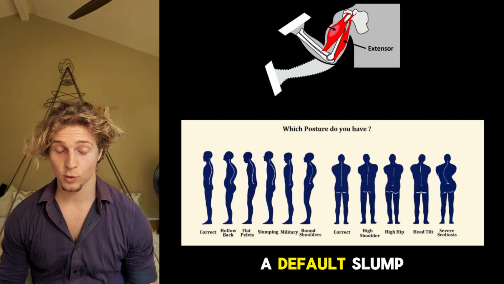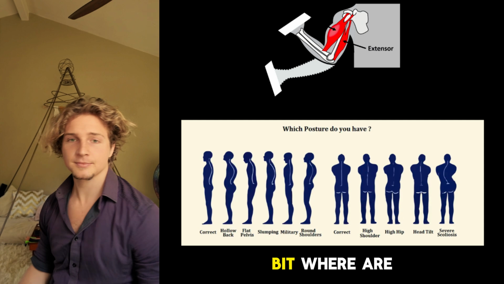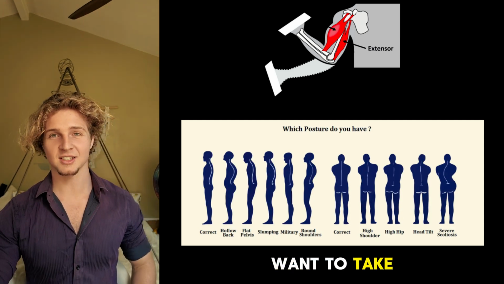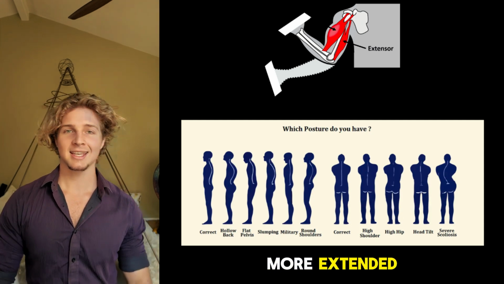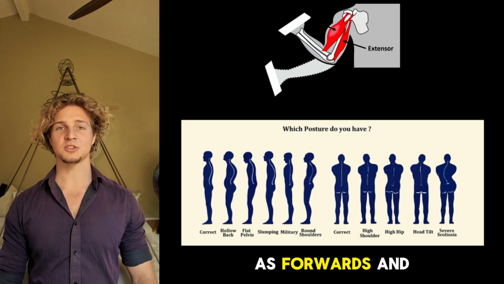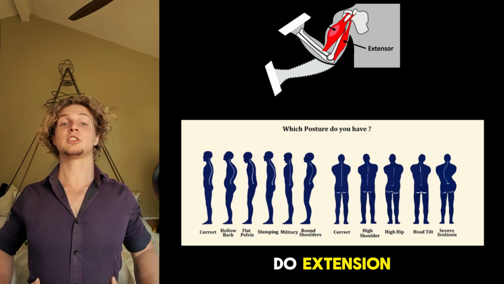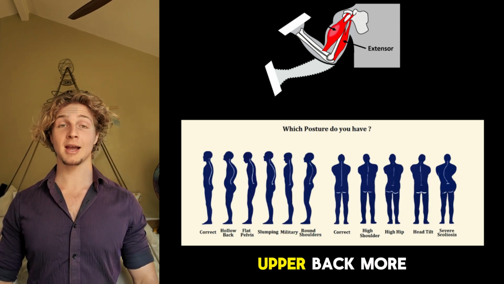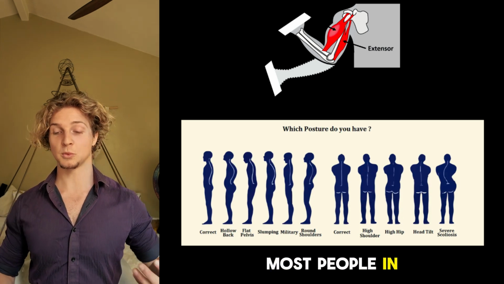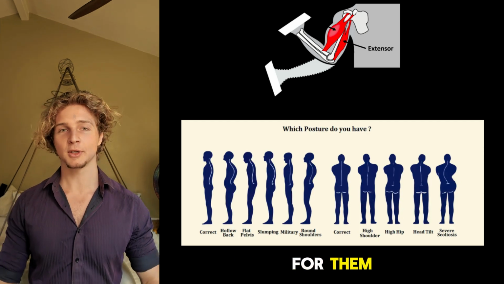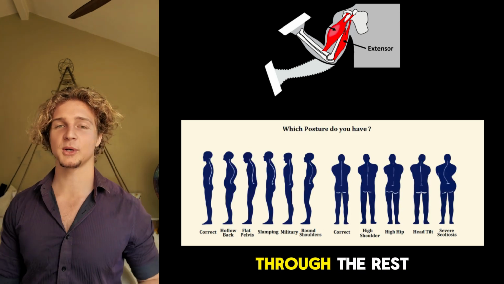Do you have a default slump where your shoulders are round forwards and your back is curled a little bit? Where are you at the moment? And if you want to take this one step further, think of what is more flexed and what is more extended in this position, laterally as well as forwards and back. You know, your abs do flexion, your back muscles do extension. Do you need to extend your upper back more and flex your abs more to come into alignment? Most people in the Western world, that would probably do a lot for them, for their mental health and for their physical health. Straight away. All right, think about that while we're going through the rest of this video.